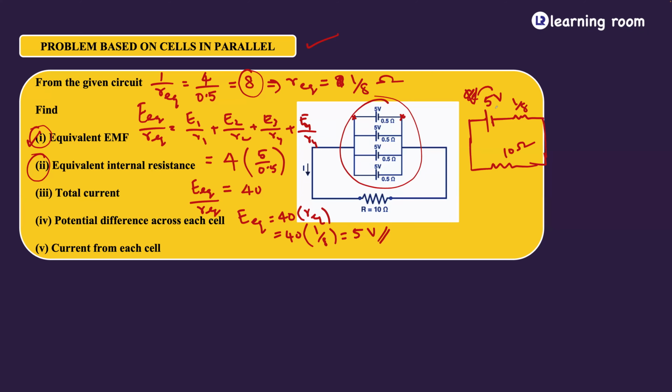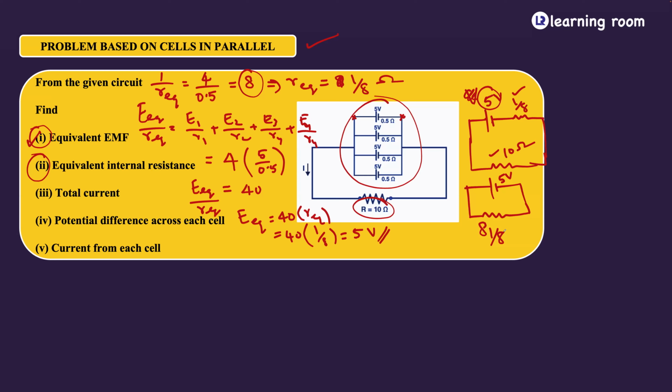All these 5 volt cells are replaced with one 5 volt cell. What is R equivalent? 1 by 8. So 10 ohm is already existing. Now you solve this. This 10 and 1 by 8 are in series. So what is going to be the equivalent resistance? This will be 5 volt. The equivalent resistance will be 81 by 8.